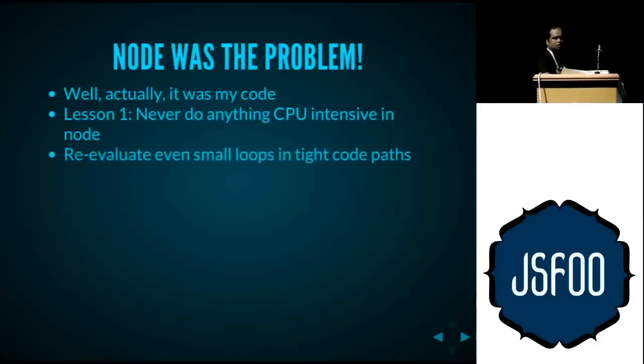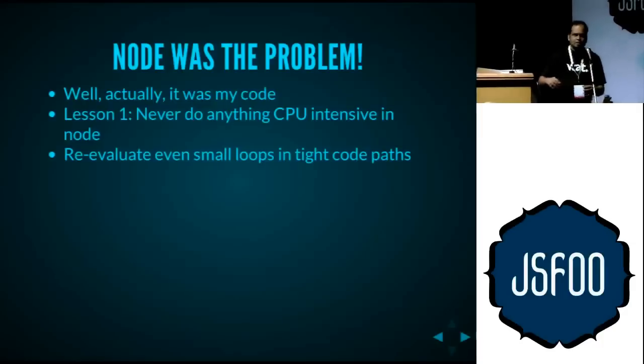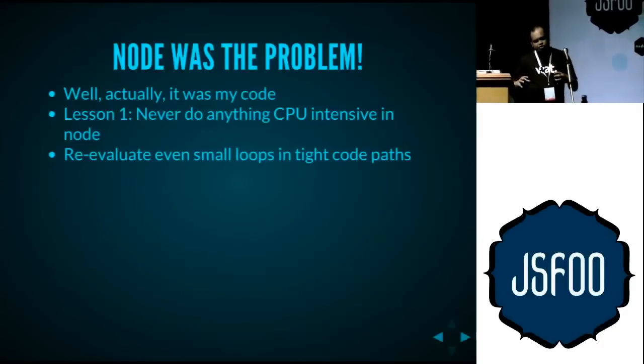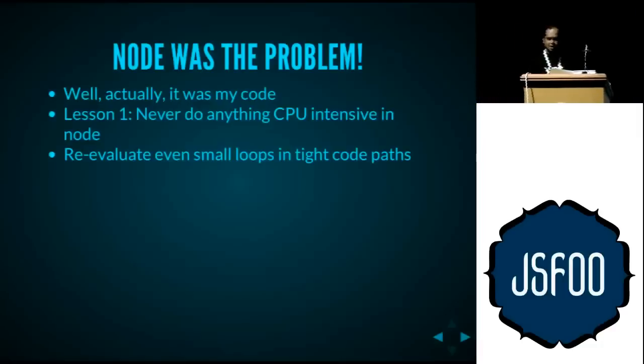So if you've got tight code paths that are executed frequently, you generally don't want to have even small loops in there, because that will totally mess up how you work with the event loop.